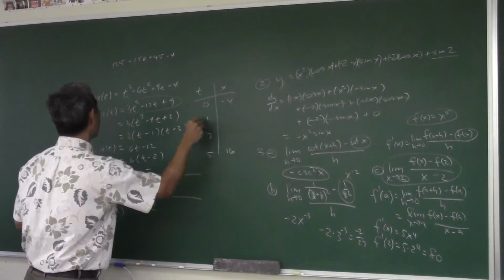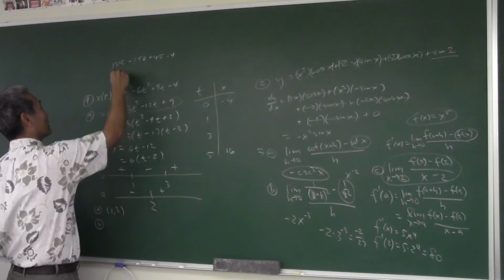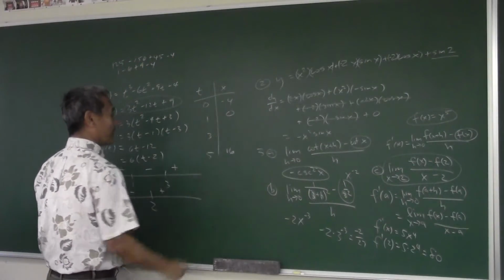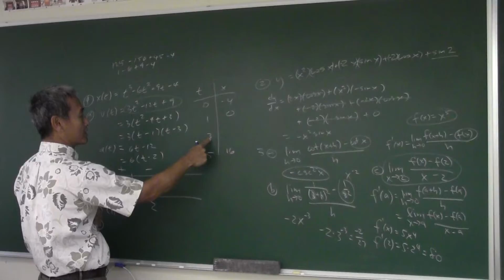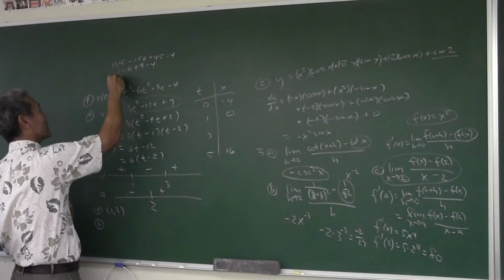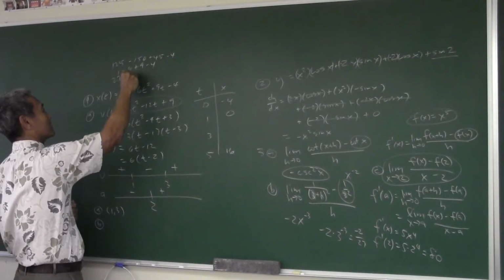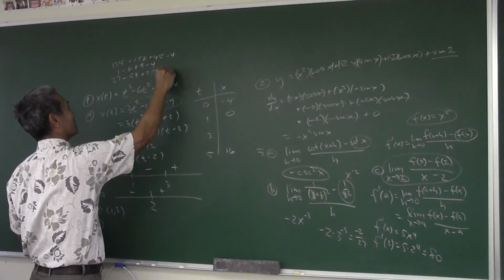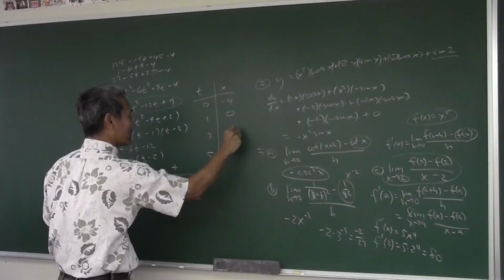So if I plug in 1 into the position equation, what do you got? 1 minus 6 plus 9 minus 4, that looks like 0. And then compute the position also at 3. So if I plug in 3, what do you got? 27 minus 54 plus 27 minus 4. That comes out to negative 4.